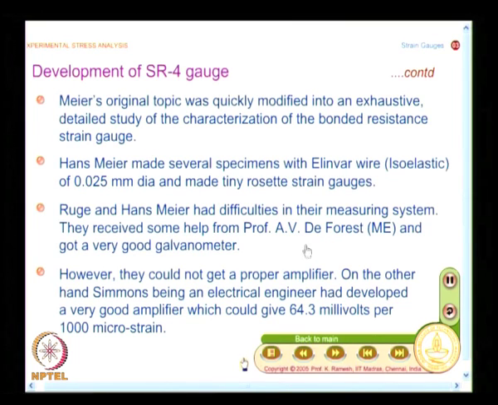So, you had another person, A.V. De Forest, a mechanical engineer, he gave a good galvanometer, but they did not have a good amplifier. See, electrical engineers know about amplification, and it was Simmons who had developed a very good amplifier. So, his contributions were also looked at.